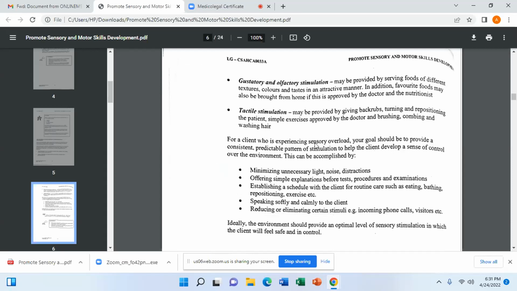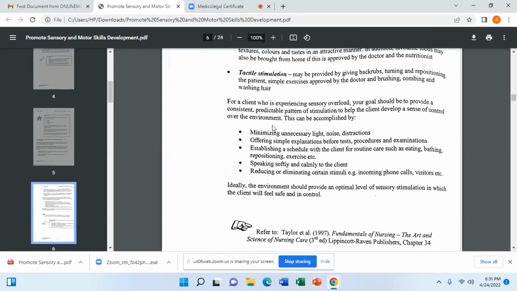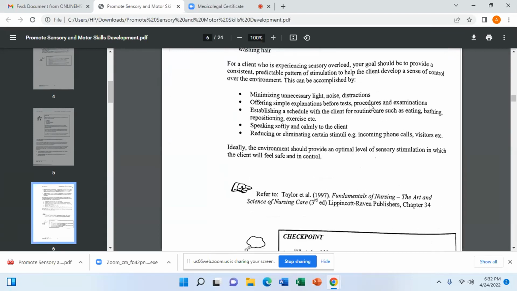For a client who is experiencing sensory overload, your goal should be to provide a consistent, predictable pattern of stimulation to help the client develop a sense of control over the environment. So some of the things that you would do for that would be to minimize the amount of light and noise, offering simple explanations before you do a test, right? Like the blood tests and the examinations that might cause pain, give an explanation as to what you're doing and why you're doing it.